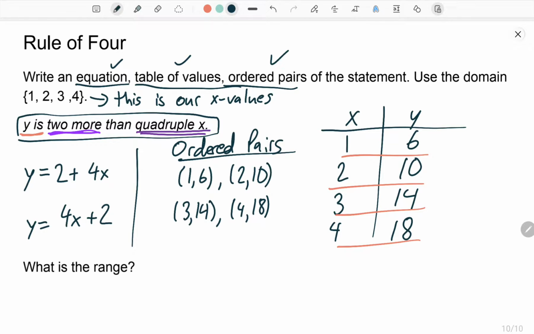All right, and you'll see this final question at the bottom. What is the range? Well, the range represents the y values that we have for the current relation. So we can use whether it's the ordered pairs, whether it's the table of values. It doesn't matter which one you use. Either of them will do. But we're just listing out what values of y we attain. And the values that we attain are 6, 10, 14, and 18. So that forms our range. And we use curly brackets to indicate that it's a set of numbers.